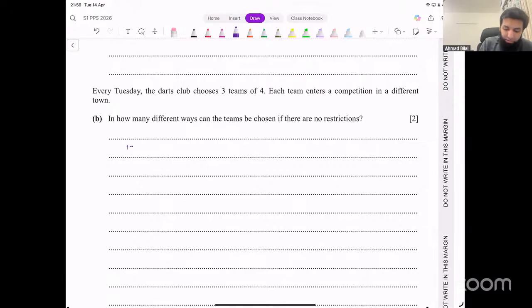So we can say 12C4 for the first 4-member team. And then we're left with 8 people. Select 4 more from the remaining 8 people. And then from the remaining 4 people, select 4. And that will give you the result, 34650. That's the final result that we get.